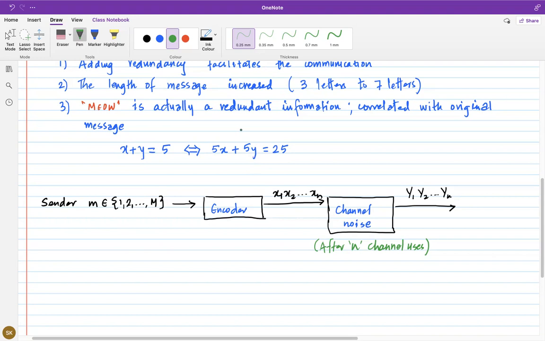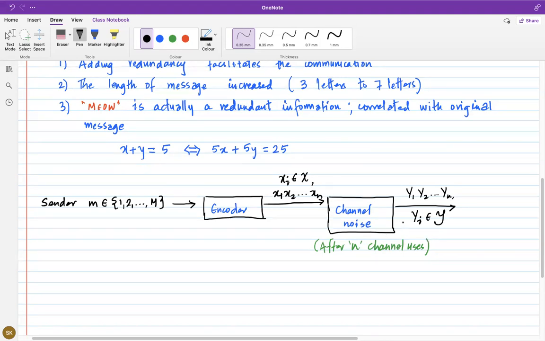And one more thing has to be clear here: each of these x_i's that you see, they come from an input alphabet, calligraphic X. Similarly, all the outputs that you see here, the y_i's, actually come from the output alphabet, calligraphic Y.